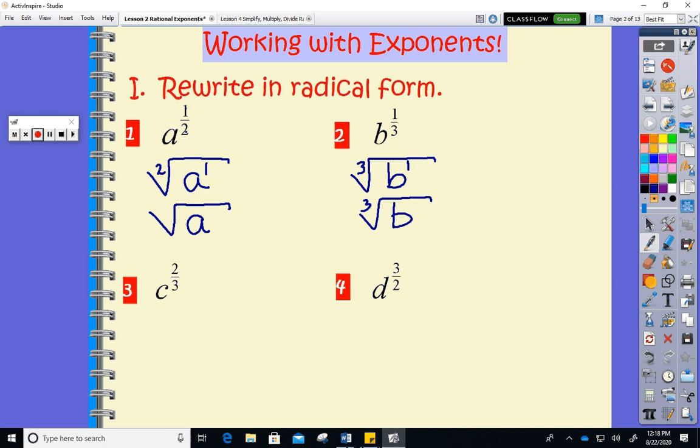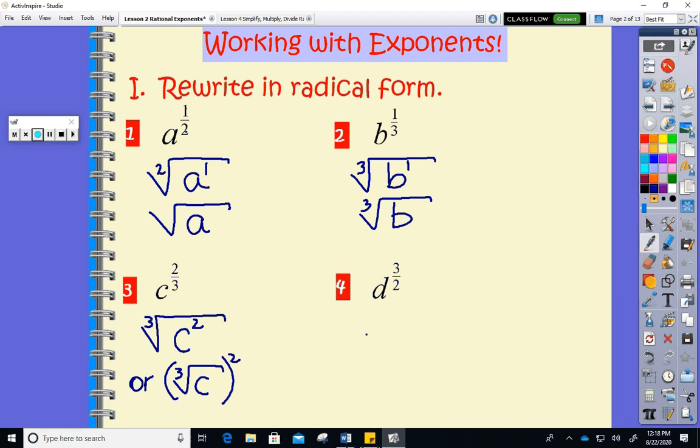Now on the next one, we're going to set up our radical, and it's c. Now, the 2 becomes the exponent because it's on the top. The 3 becomes the index of the radical because it's on the bottom. Now, you might also see this written as the cube root of c all squared. You can write it either way. I usually write it the first way, but sometimes I'll actually think about it the second way. But either way is fine when you write it.